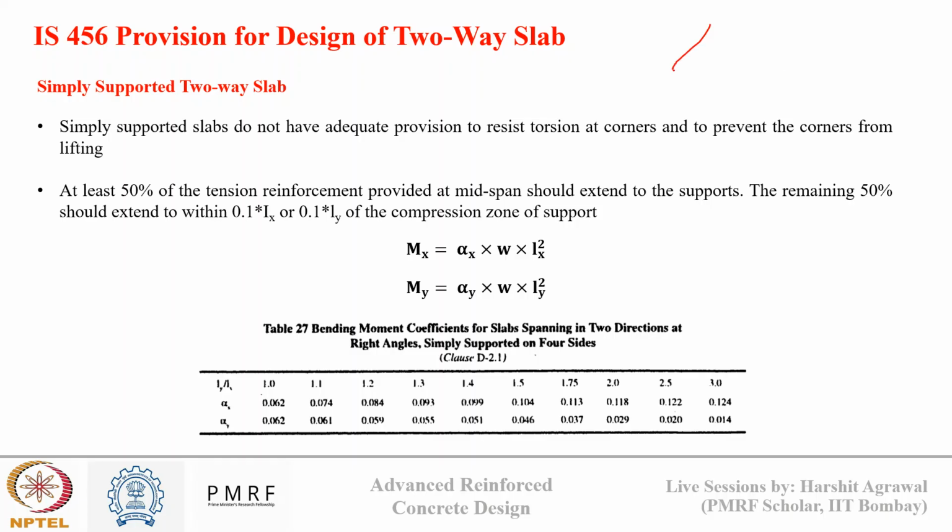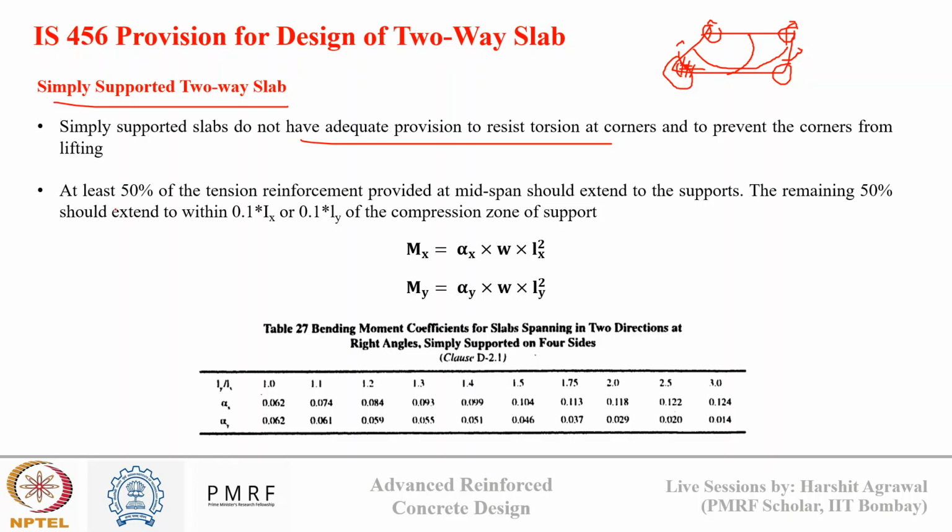When we talk about a slab, if there is no restraint provided on the side, we know the deflection is occurring in both directions, and due to this deflection in both directions, the corners can lift up. That's why there are two types of two-way slabs: simply supported and restrained. In restrained slabs, the corners are prevented from lifting up, while in simply supported slabs they are not prevented from lifting up. So we need to provide additional reinforcement at the corner also to prevent this upliftment. In simply supported two-way slab, there is no adequate provision to resist this torsion at the corner and to prevent the corner from lifting.